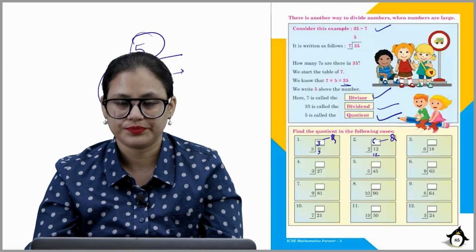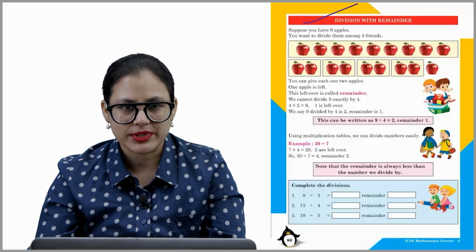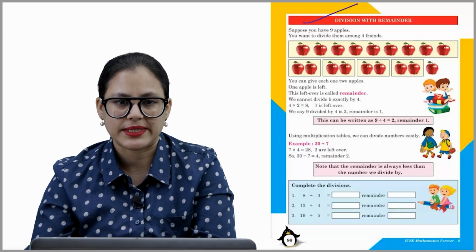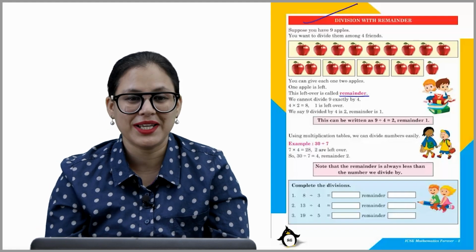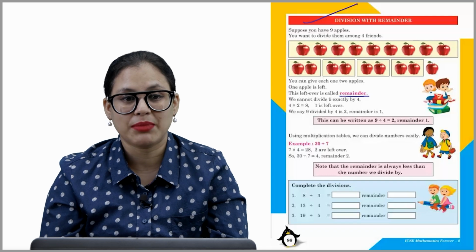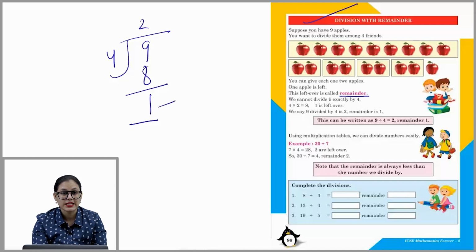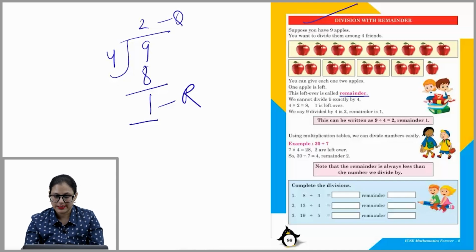Okay. Next, division with remainder. Suppose you have 9 apples. You want to divide them among 4 friends. You can give each one 2 apples. 1 is left. This leftover is called what? A remainder. Okay. We cannot divide 9 exactly by 4. See, because by 4, you know 4 into 2 is 8. Then 9 minus 8 is 1. This is the remainder and this is the quotient.